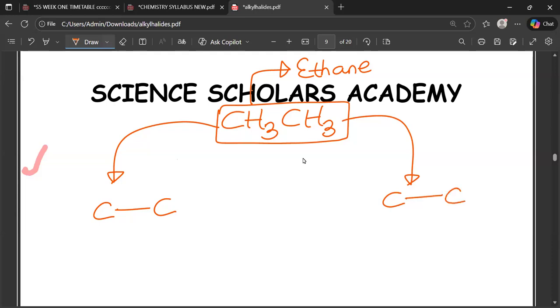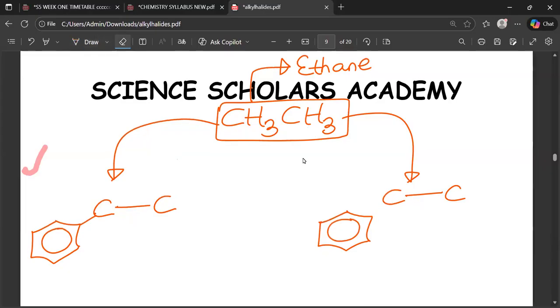In both cases, I want you to follow. In both cases, the phenyl group is touching that carbon. The phenyl group is touching that what? That carbon. In both cases, it is touching that carbon. But the Br is going to different ones, and that's what makes it hard.